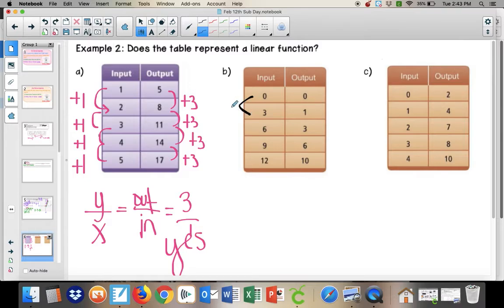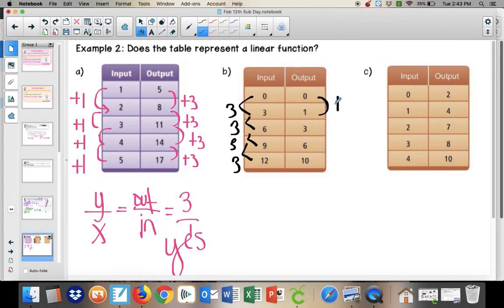This difference is positive 3. Positive 3, positive 3, positive 3. So the difference between 0 to 3 is going up 3. 3 to 6, I add 3. 6 to 9, I add 3. 9 to 12, I add 3. So far my input's the same. But now let's look at our output, and I think you're going to notice something right away.